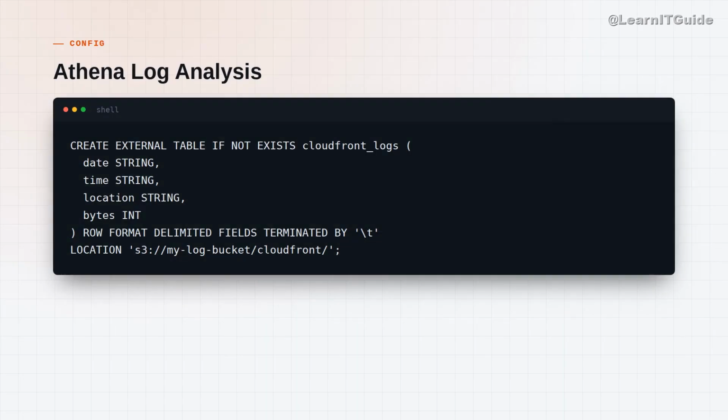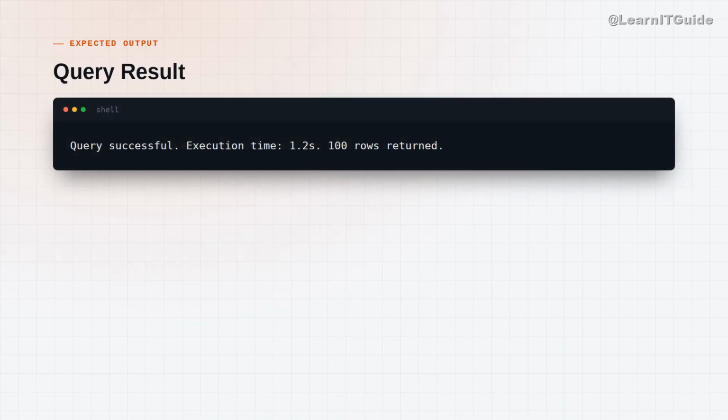Project 3 is data engineering. We are using Athena to query logs sitting in S3. This SQL query defines how Athena reads your raw log files. It is a powerful way to analyze traffic patterns without a dedicated database server. Once you run that query, Athena should return your process logs in under 2 seconds. This shows you can handle data at scale without complex infrastructure.